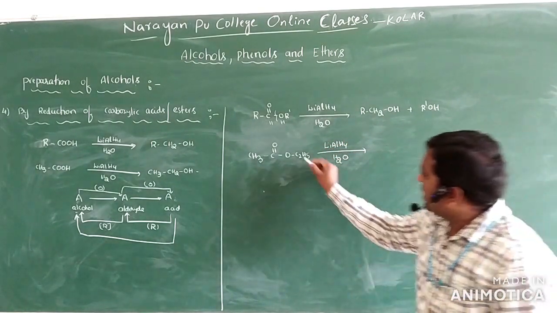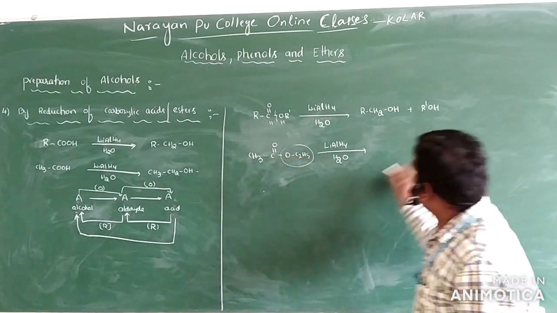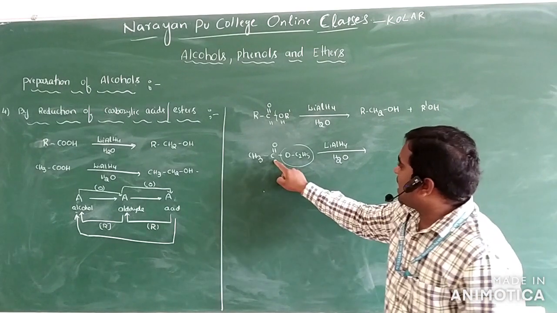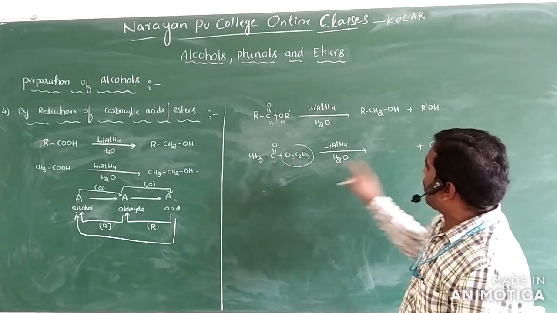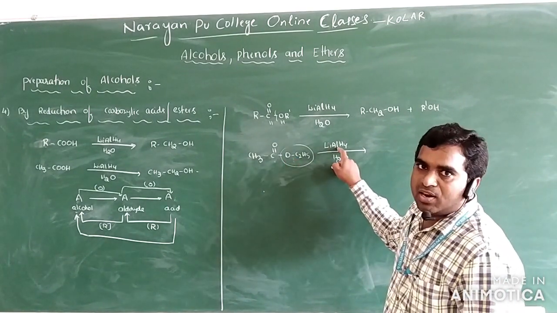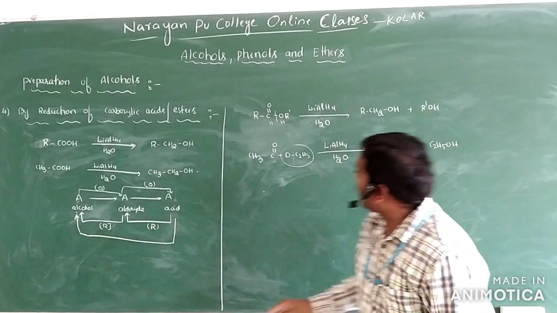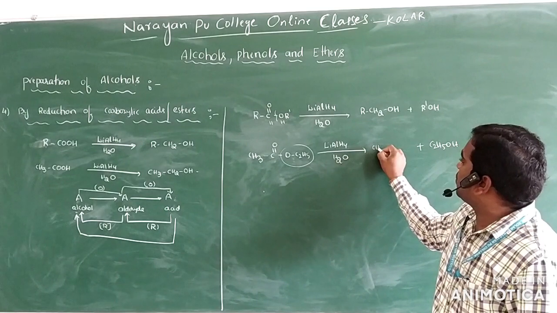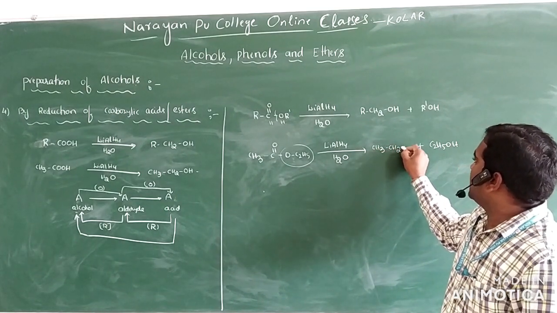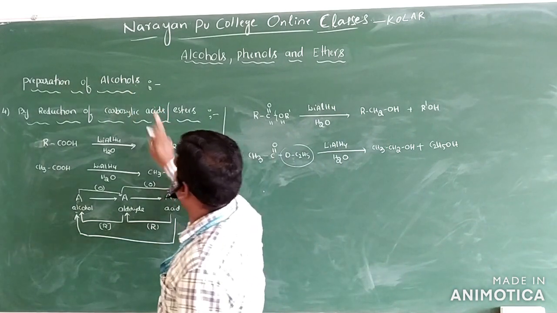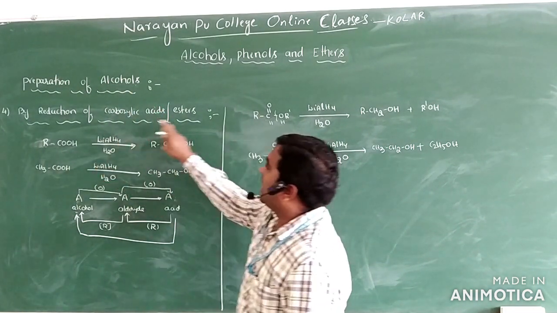Then what will happen? This will be converted into alcohol, one alcohol, C2H5OH. It will be H and H if you add. It is alcohol, it is aldehyde, but aldehydes are a powerful reducing agent, so it reduces further to which one? Alcohol. So it will be converted into another alcohol, CH3CH2OH. You see, in all cases, we are preparing which one? Alcohol. By which process? Reduction.